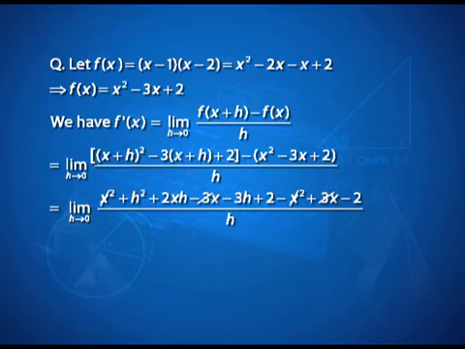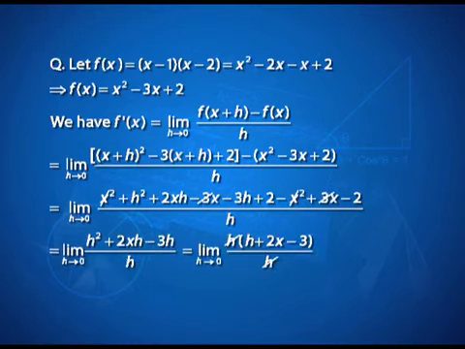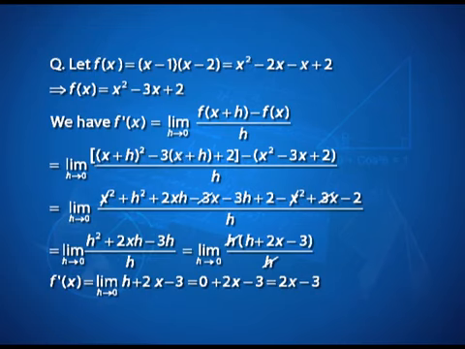After cancelling out the terms, we are left with limit h square plus 2xh minus 3h upon h as h tends to 0, that is equal to limit h into (h plus 2x minus 3) upon h. On cancelling h as common factor, we are left with f dash x is equal to limit h plus 2x minus 3 as h tends to 0. That is equal to 0 plus 2x minus 3, and therefore, the answer is 2x minus 3.